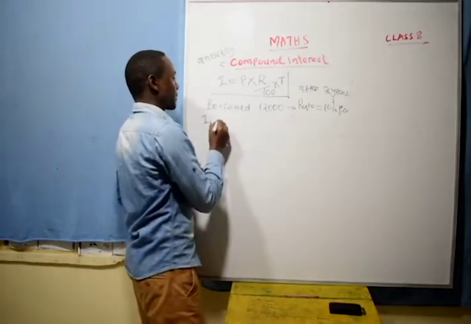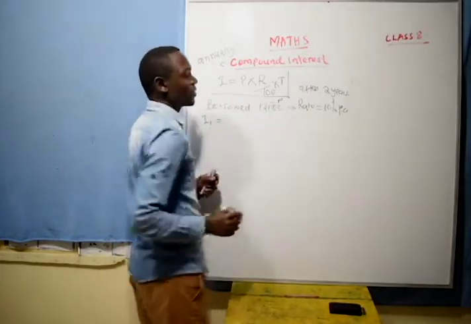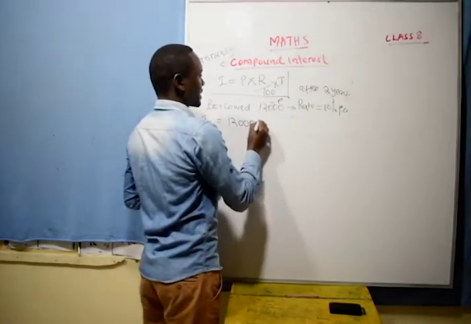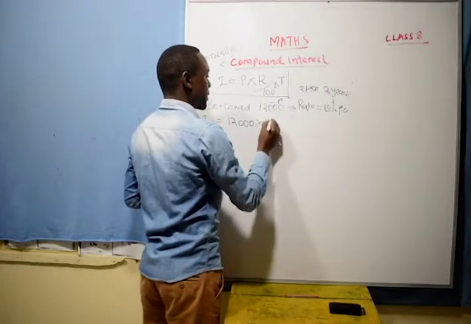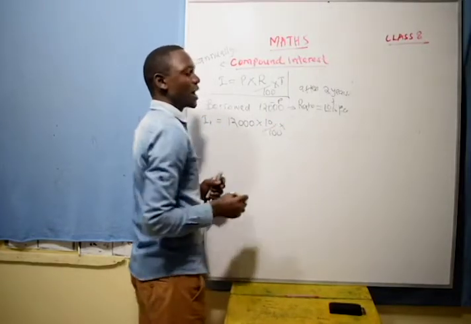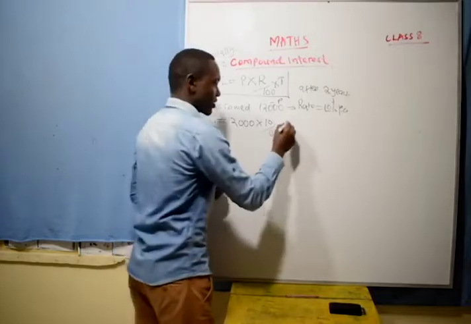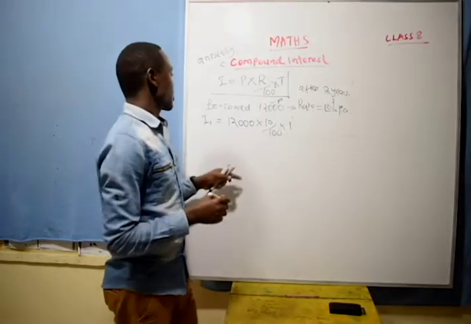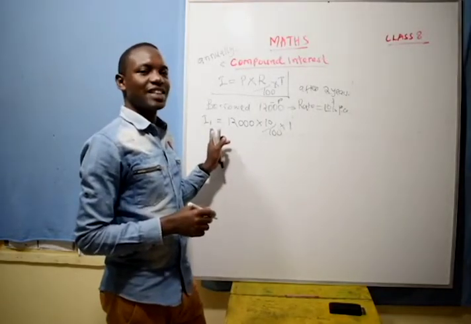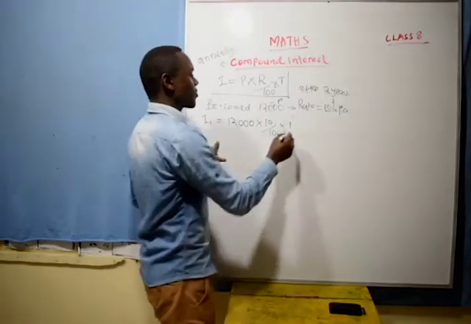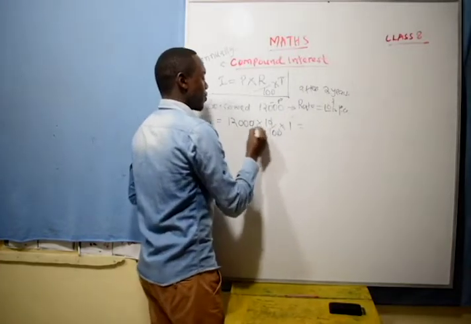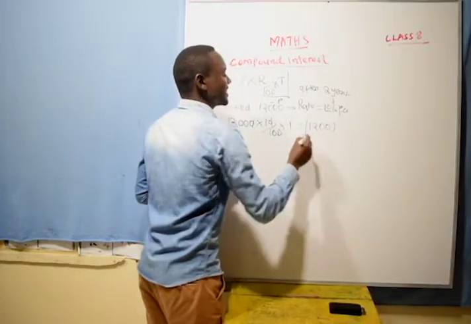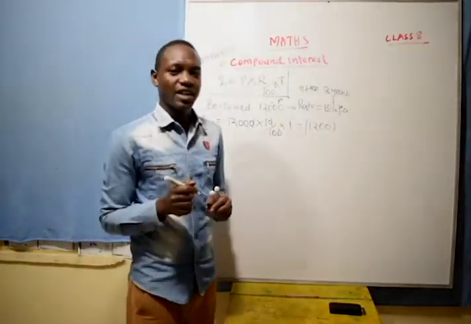Using the formula, principal, remember this is the principal. So the principal will be 12,000 times a rate of 10% times how many years? 1 year. We are calculating for the first year. So this is for the period of 1 year. So at the end of the first financial year, the amount of interest earned will be 1,200 shillings. That is the first interest. That is the interest for the first year.